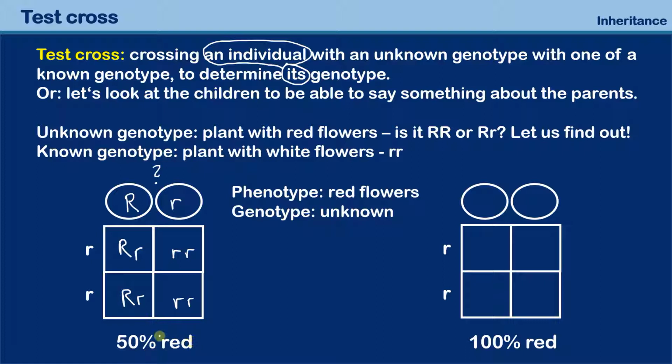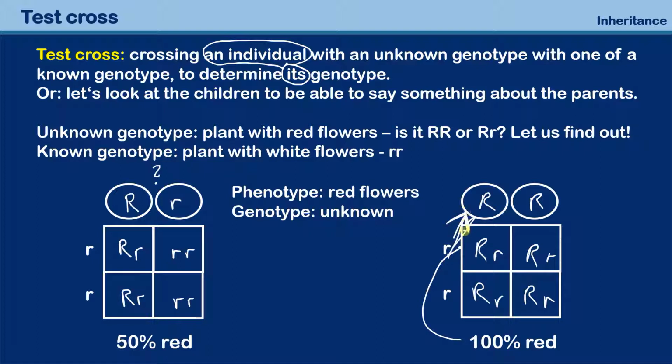So if half of the offspring are red and half of them are white, then you know that the genotype of this parent over here must be heterozygous. So in this case, it would be this over here. Now, if 100% of the kids, not the kids, but the flowers are red, again over here we have lowercase r's, the recessive alleles. If all of them are red, then of course you know that the parent over here must be homozygous. So again, we look at the children to make a conclusion.